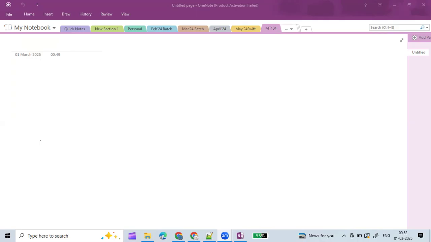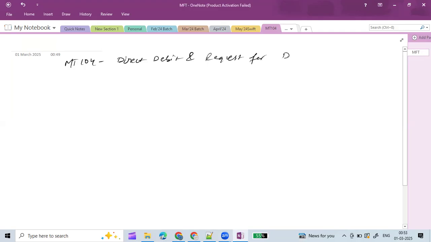So here we are today on a new topic, which is MT104, which is nothing but the direct debit and request for debit transfer message. So we'll learn about this message format specification as per the Swift Message Standard Handbook. So let's start. MT104 is called a direct debit and request for debit transfer message.